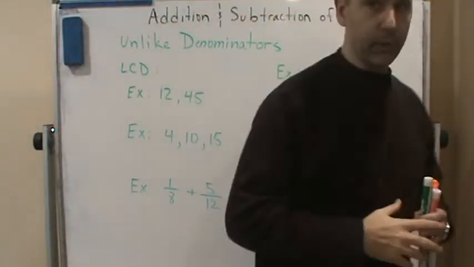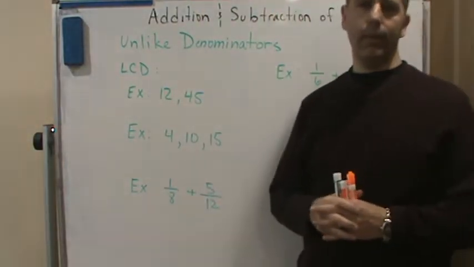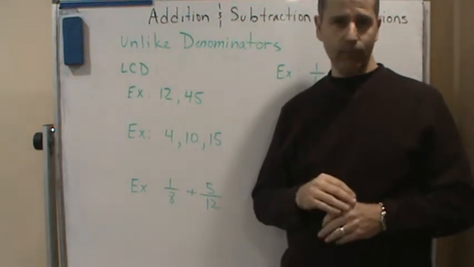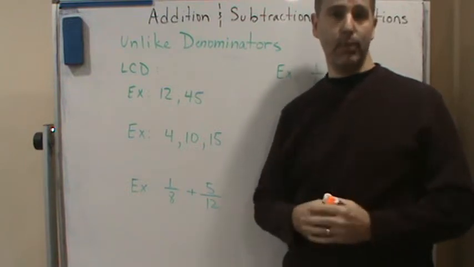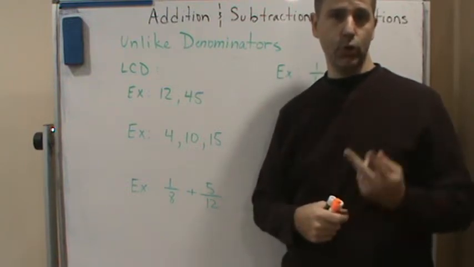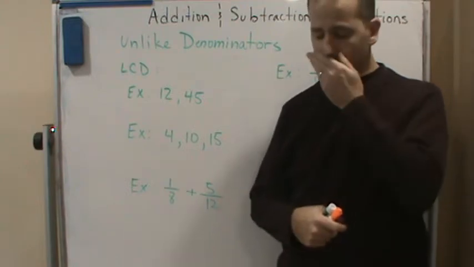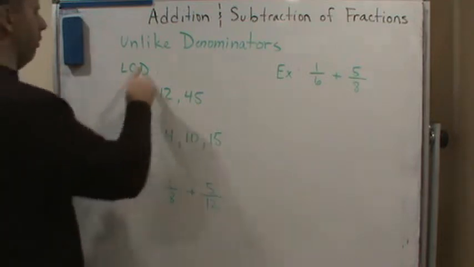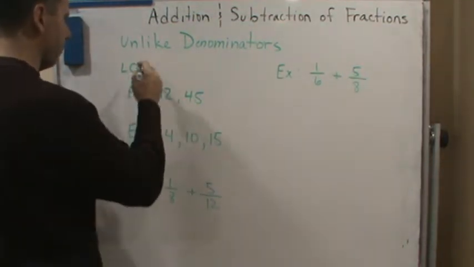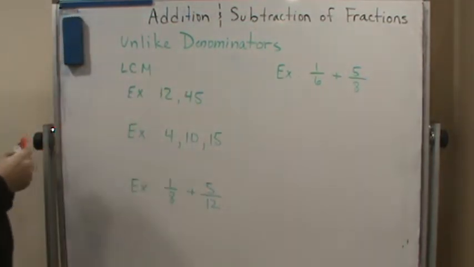Okay, so welcome back. Now what I'm going to show you is an easy way to find the least common divisor, or in other words, the least common multiple, of a set of numbers, two or more. Remember, the least common multiple of a group of numbers is the smallest number that is a multiple of each of all the numbers.